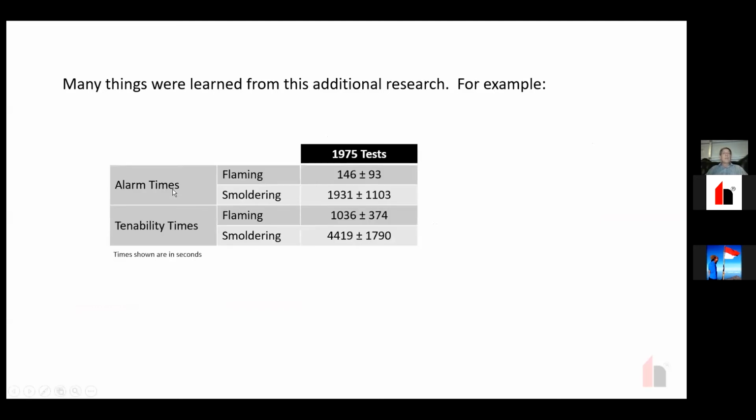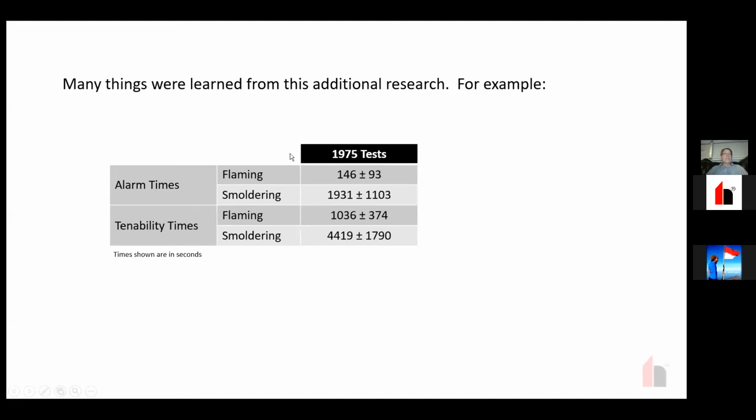For example, if we look here at an excerpt from the report from the Dunes 2 test, we can see what they did. Here are the 1975 tests. And what they did was they did two types of fire. They did a flaming fire and a smoldering fire. And they measured the time, how long it took for the detectors to indicate the alarm condition. But they also measured the tenability time. How long could someone stay in that room before the room became untenable? The smoke and the fire and the heat would overcome them and they would not be able to escape.